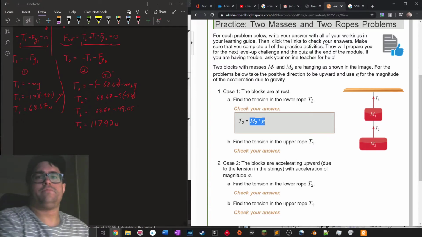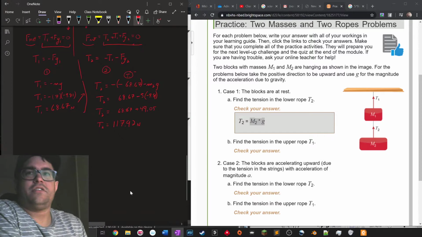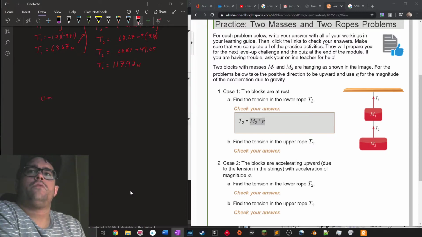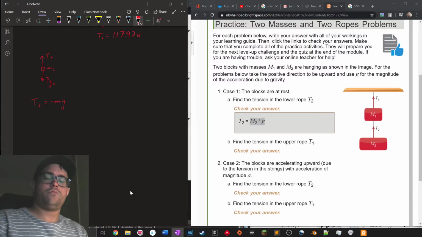The tension on T1. Okay, hold up. So they don't want us to use the... I like it. A challenge. Is this a challenge? So we start with M2. It has Fg2 and tension 2. So T2 will be equal to minus mg. Whoa. We're skipping.